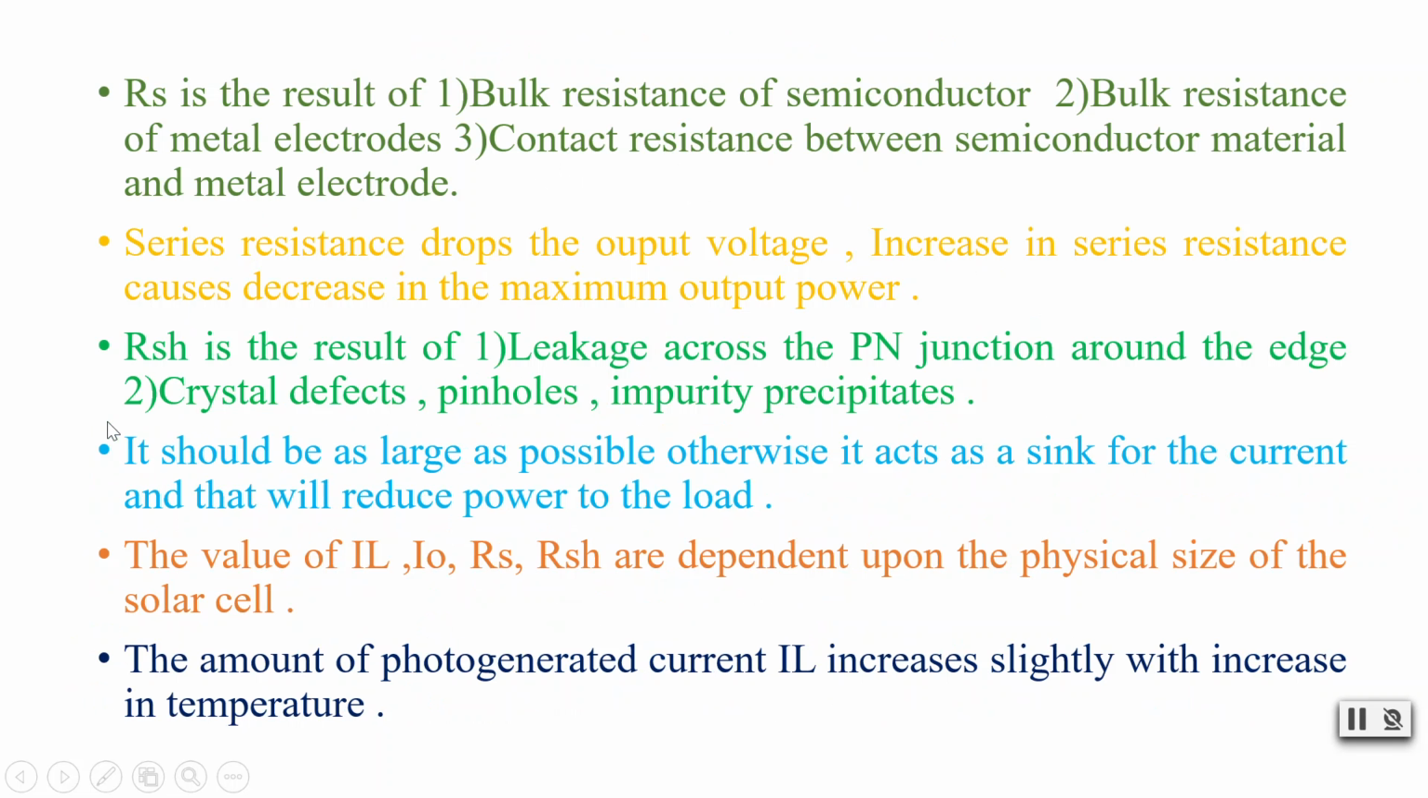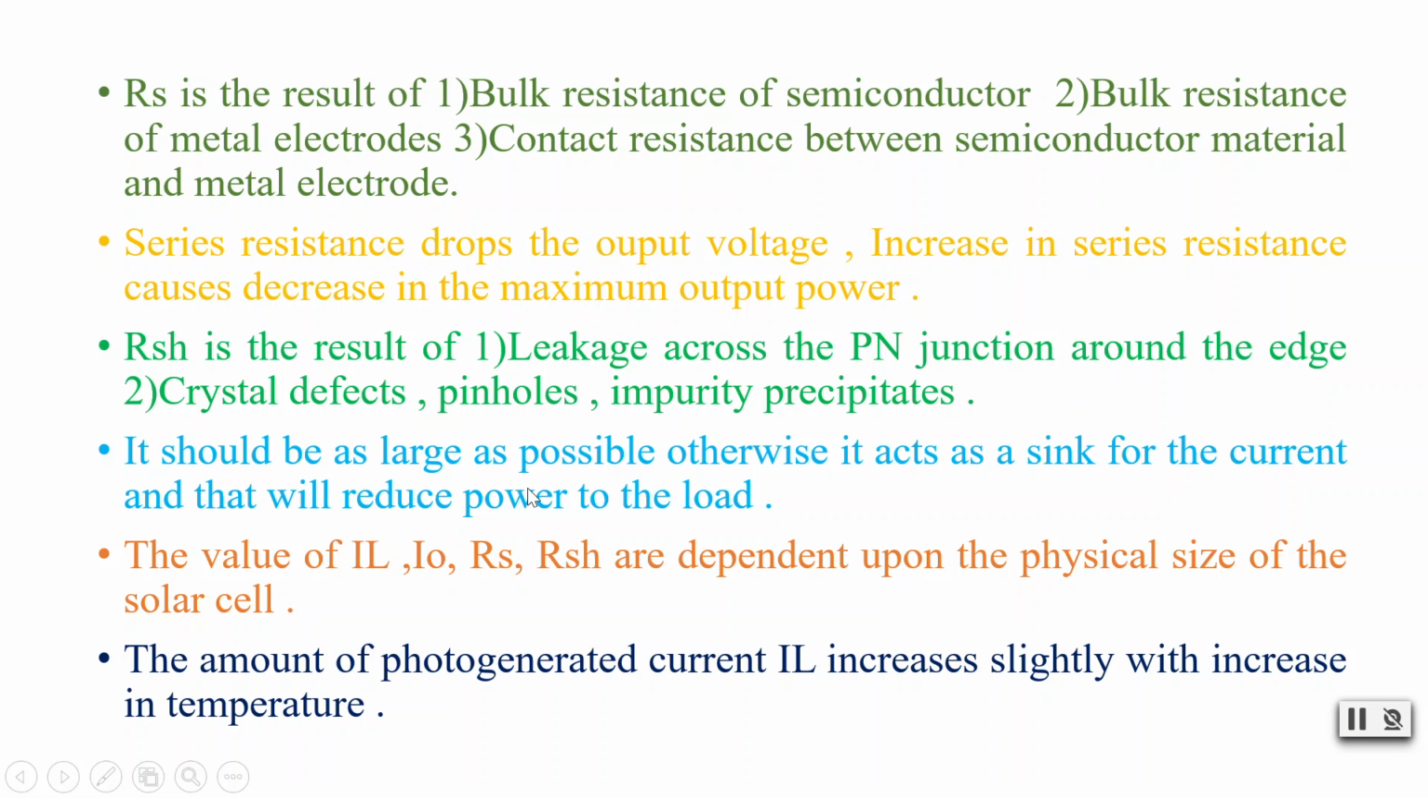And next we have shunt resistance, which is represented by RSH. It is the result of leakage across the PN junction around the edge. So it is about leakage and also crystal defects. Every crystal has a defect. Monocrystalline has very low defects, whereas polycrystalline has more defects. So monocrystalline silicon will give more efficiency because of this. Hence, crystal defects would lead to RSH and also pinholes.